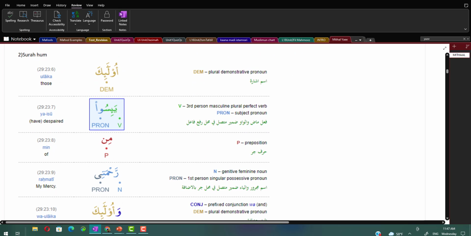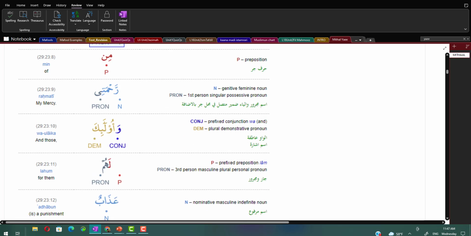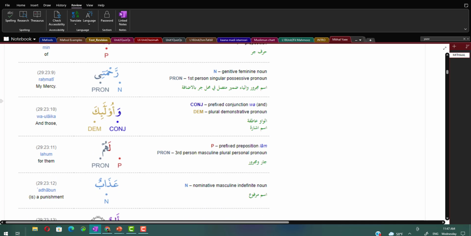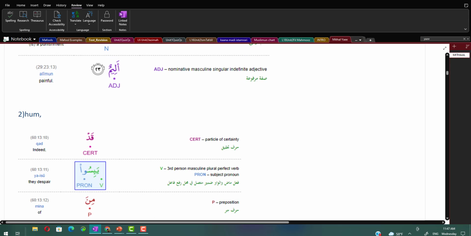Another example is: أولئك يئسوا من رحمتي وأولئك لهم عذاب أليم. Ya'isu is third person masculine plural, hum. Those who have despaired of my mercy, and those, for them is a painful punishment. Allahumma la taj'alna minhum. May Allah not make us among them.